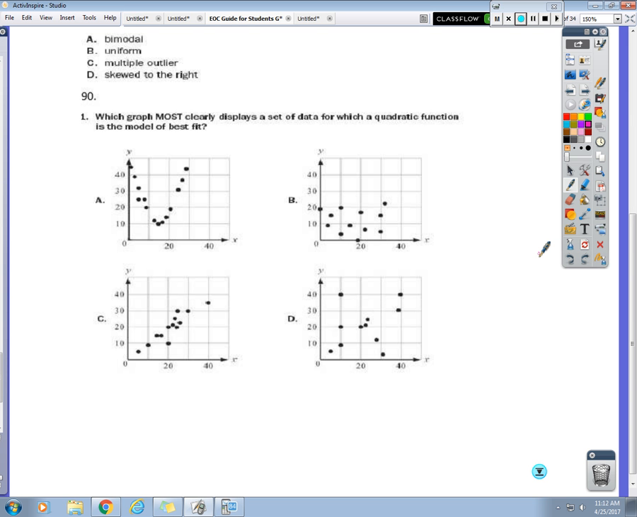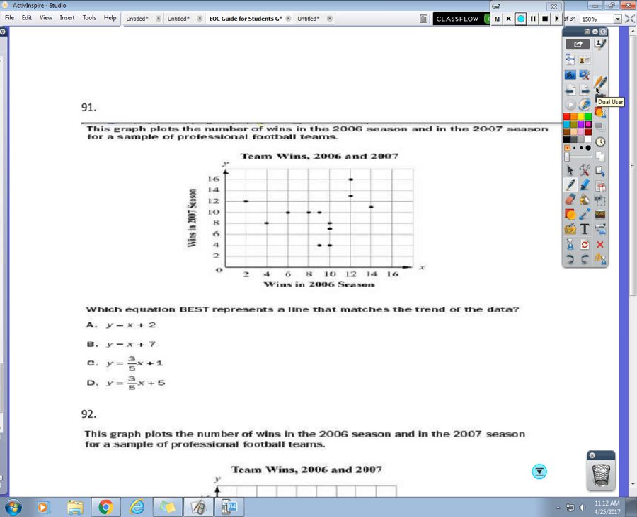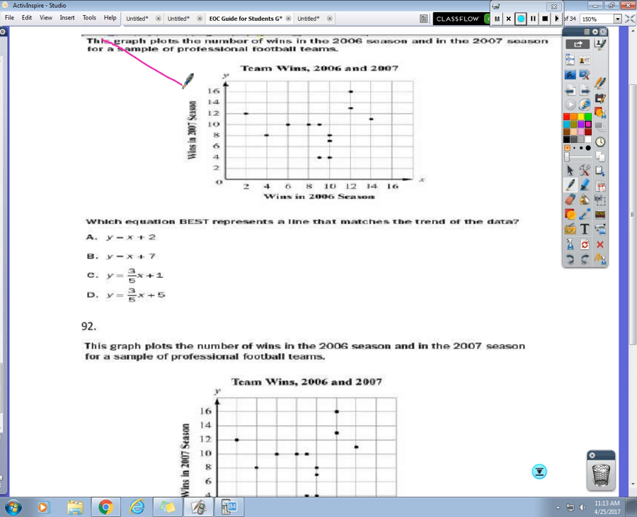Brandon. Which graph most clearly displays a set of data for which a quadratic function is the model of best fit? What's a quadratic function? A U, a parabola. So that would be A. Alright, next page. We're skipping number 91 because it doesn't even make sense. It doesn't work out with a good answer.